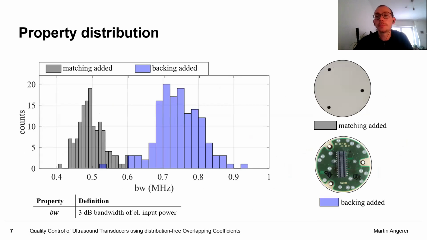To derive now a suitable property, we conducted an experiment where we measured 144 transducers, which corresponds to 8 full transducer arrays. Here you see as an example the relative distribution of one property in form of a histogram: the 3 dB bandwidth of the electrical input power. As we can see here, some variations in the spread of the distribution can be seen, as well as an overall significant rise of this bandwidth.